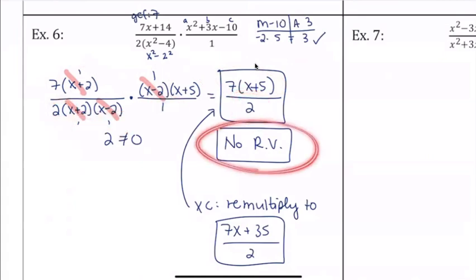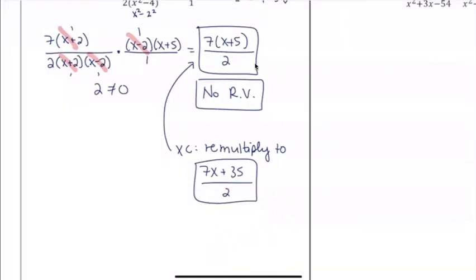Again, no restricted values because nothing in the denominator could be equal to 0. And remember, I'm going to give you extra credit on the practice if you remultiply. Here's what that would look like if you remultiplied.